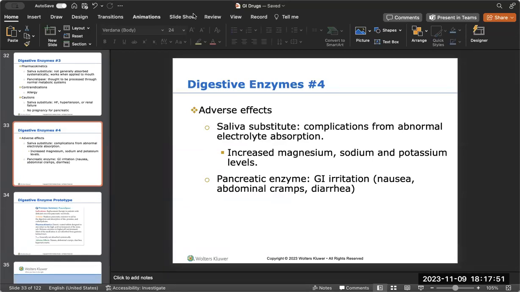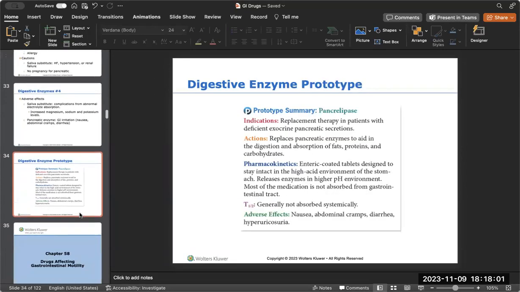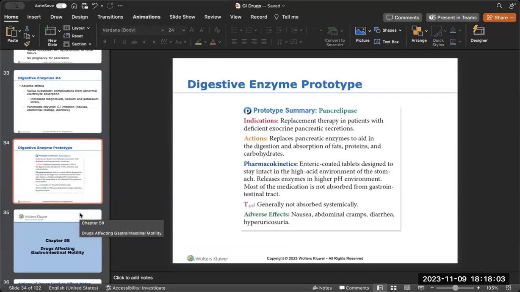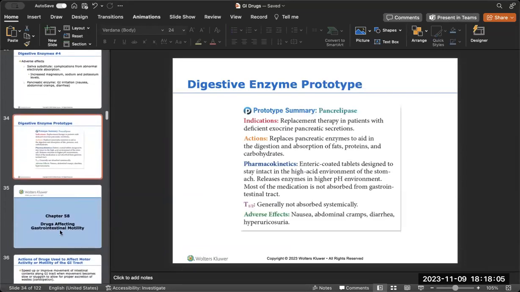For pancreatic enzymes, they can cause GI irritation, nausea, abdominal cramps, diarrhea. So you usually take these with food. And yeah, that's pretty much it with those drugs.